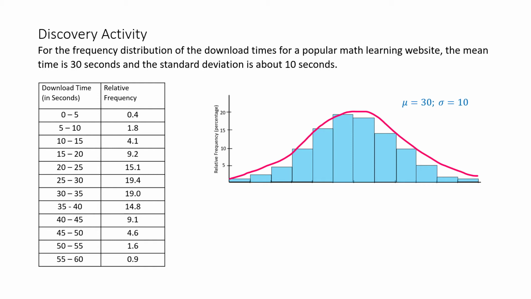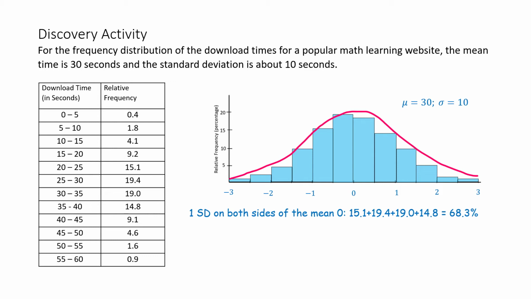We're going to replace those actual download times with standard scores, letting the mean of 30 be 0. Then, one standard deviation to the right, we write 1. 2 standard deviations to the right would be 2. 3 standard deviations to the right is 3. And then going in the left direction, the numbers would be -1, -2, and -3, respectively. Now, let's consider one standard deviation on both sides of the mean 0. We're going to add up the relative frequencies.